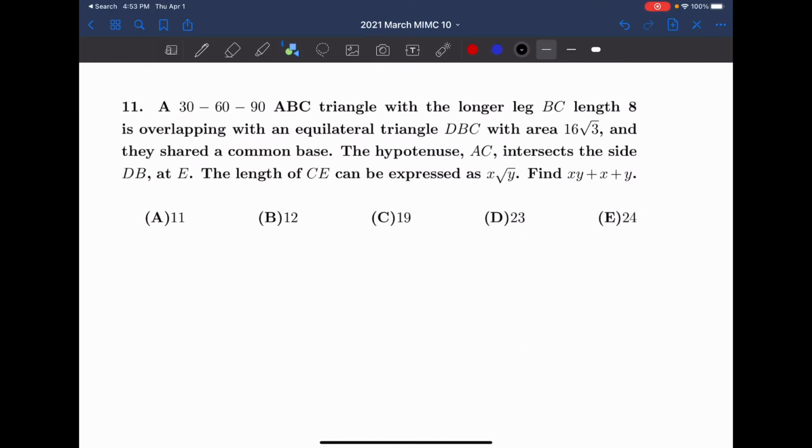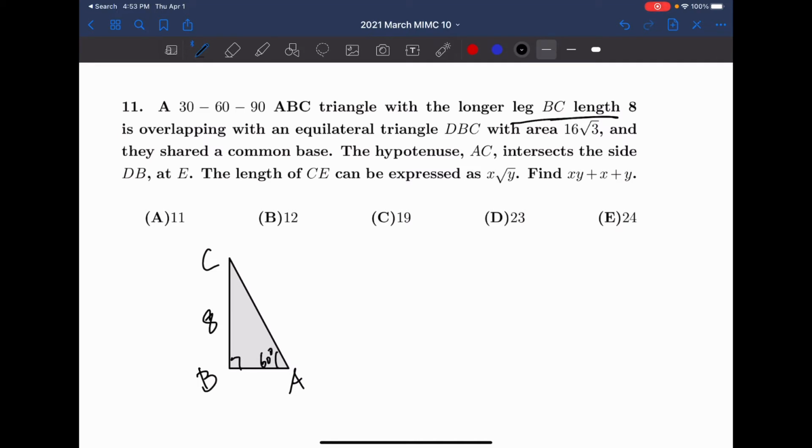The wording for this problem is a little bit weird, and it basically states that there is a 30, 60, 90 triangle with angles called ABC, and its longer leg is length 8. So let's label that BC. But the hypotenuse is AC, so we have to put C here, B here, and A here, and that will be 8. That's 90 degrees. That's 60 degrees.